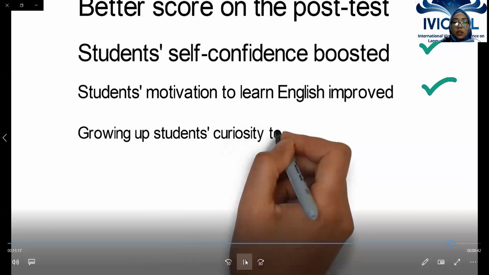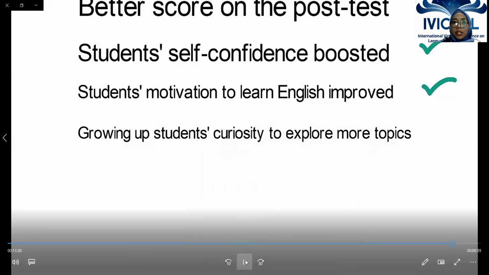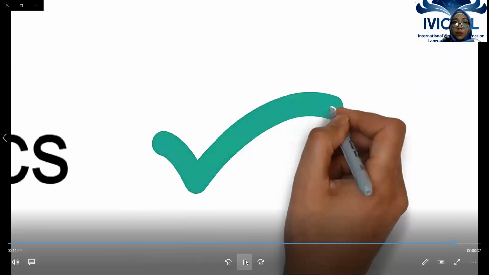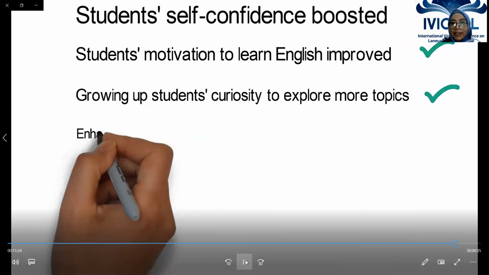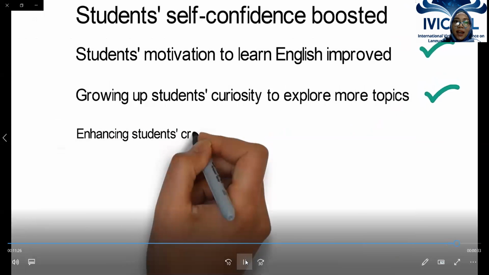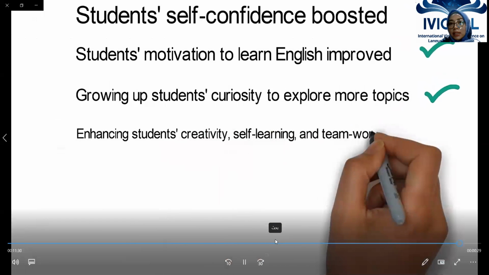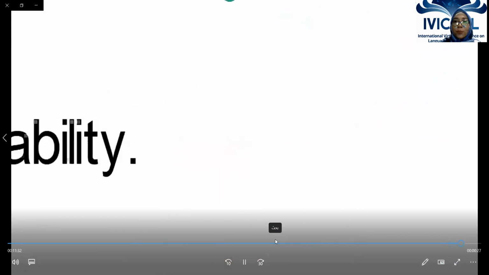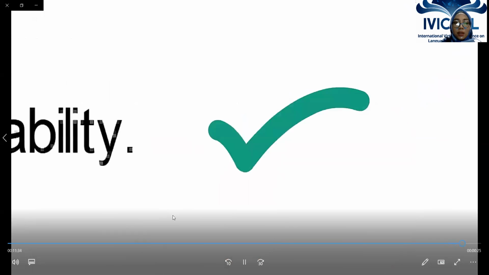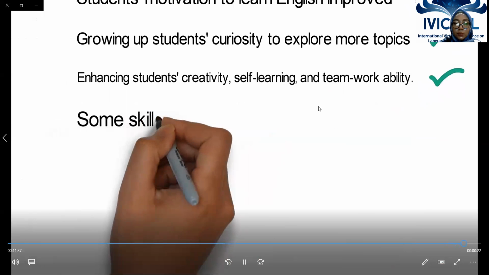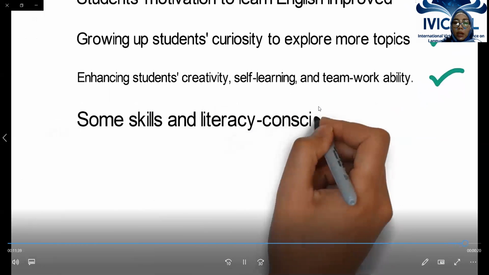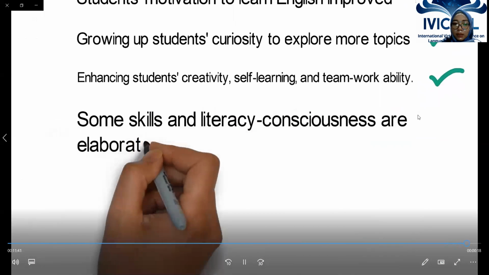It also enhances student creativity, especially when they edit the video. How they work together can gain more social skill ability. And the last one, the most important thing, is that the language skills and literacy awareness are achieved better. You can see here. So this is what I've done in my research in my classes.